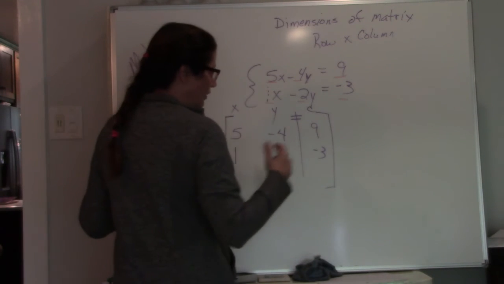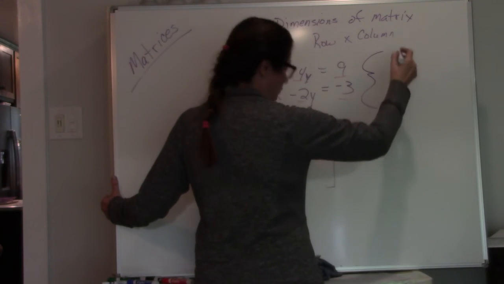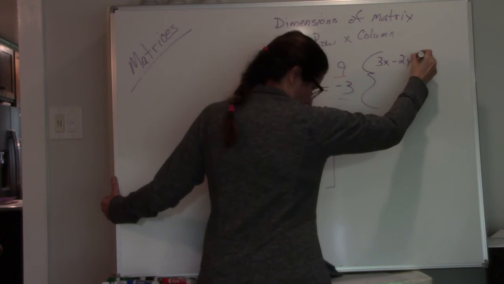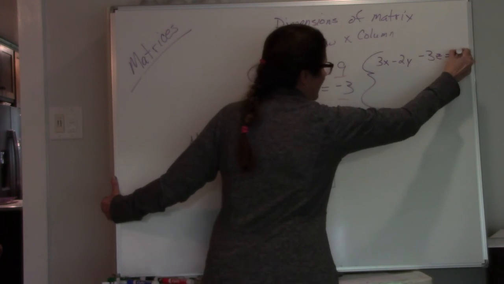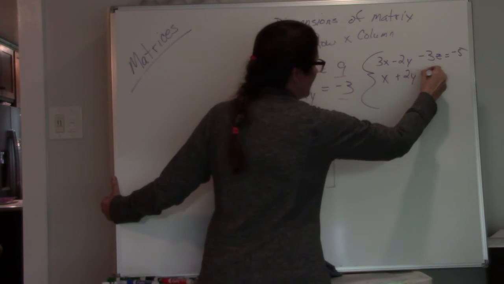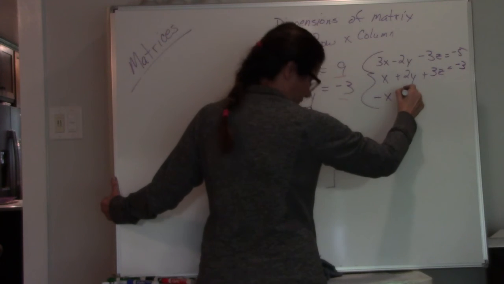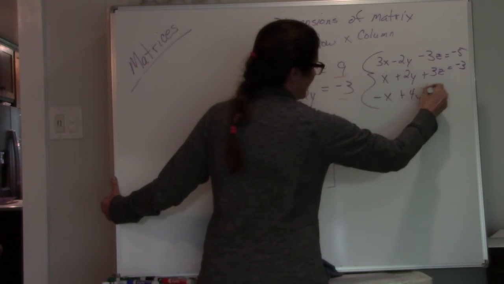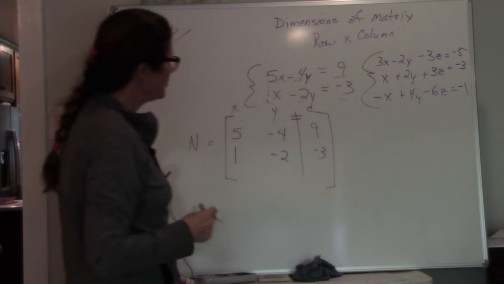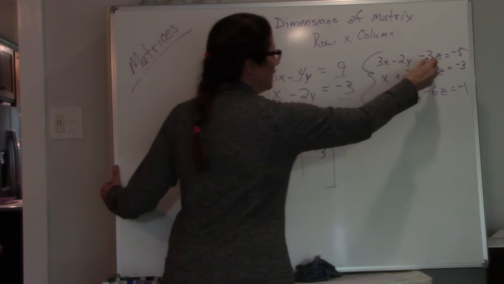If you have 3 equations with 3 unknowns, so let's say we have 3x minus 2y minus 3z equals negative 5, and you have x plus 2y plus 3z equals negative 3, and you have negative x plus 4y minus 6z equals negative 1. Okay, so this is an example where you have 3 equations, 3 unknowns.